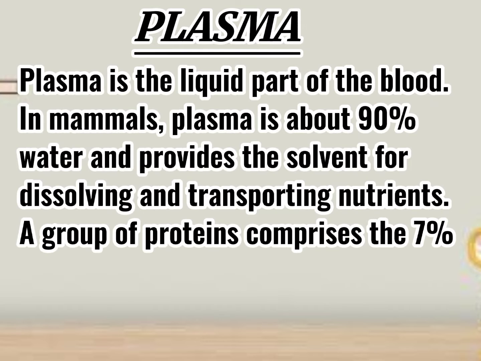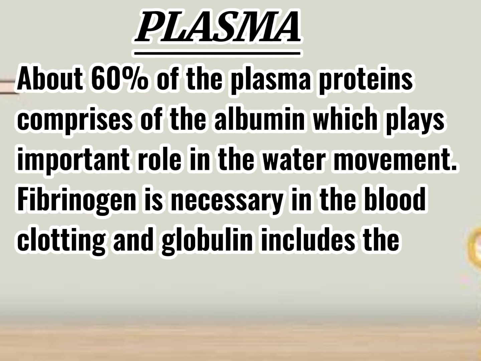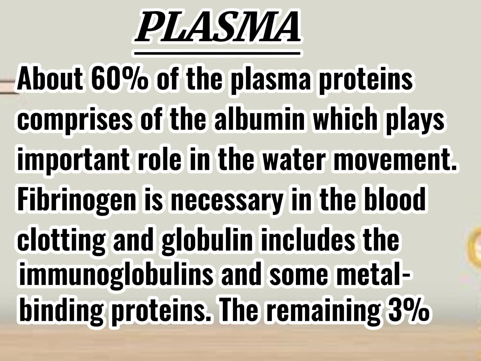Plasma. Plasma is the liquid part of the blood. In mammals, plasma is about 90% water and provides the solvent for dissolving and transporting nutrients. A group of proteins comprises 7% of the plasma. The proteins are albumin, fibrinogen, and globulins. About 60% of the plasma proteins comprise albumin, which plays an important role in water movement. Fibrinogen is necessary in blood clotting, and globulin includes the immunoglobulins and some metal-binding proteins.